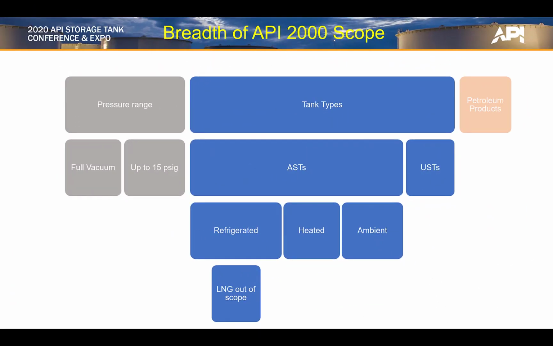The scope of API 2000 is much broader than just API 650 tanks. It not only covers ASTs, but USTs, or underground storage tanks, as well. It covers refrigerated, heated, and of course ambient temperature tanks. It covers all petroleum products. The pressure range goes from a full vacuum to 15 psig, so it covers API 620 tanks as well as spheres that are operating at or below 15 psi. Although LNG is currently out of the scope, our committee is looking at including it in the near future.